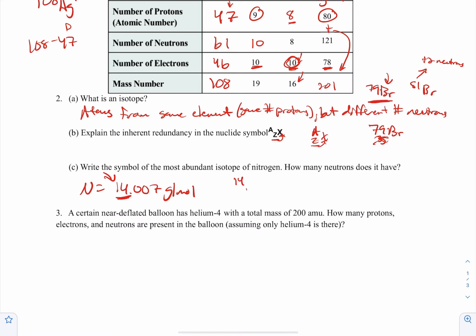So I would say the 14 nitrogen isotope. Okay. And nitrogen has 7 protons, right? There'd be 7 down here. So that must mean it has 7 neutrons if I subtract those. All right. So that's how you want to look at that.